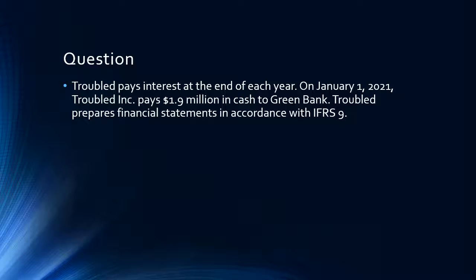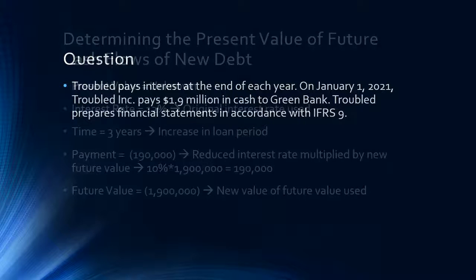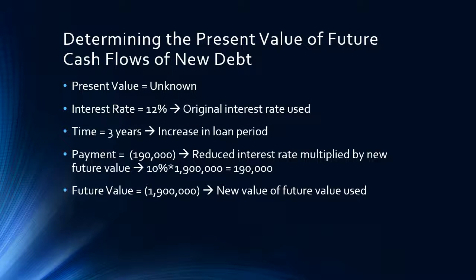On January 1st, 2021, Troubled Inc. pays $1.9 million in cash to Green Bank. Troubled prepares financial statements in accordance with IFRS 9. So the first thing that we have to do is determine the present value of the future cash flows of the new debt. In this case, present value is unknown.